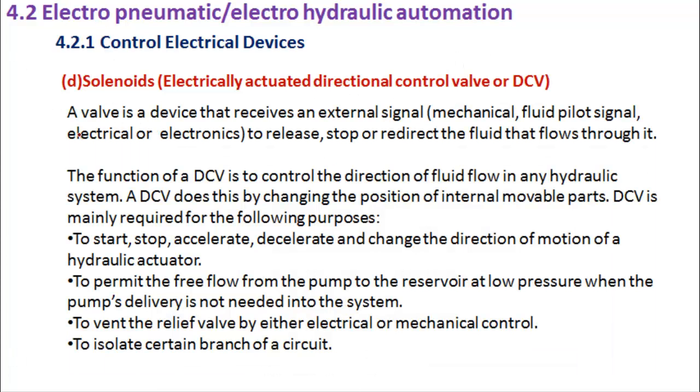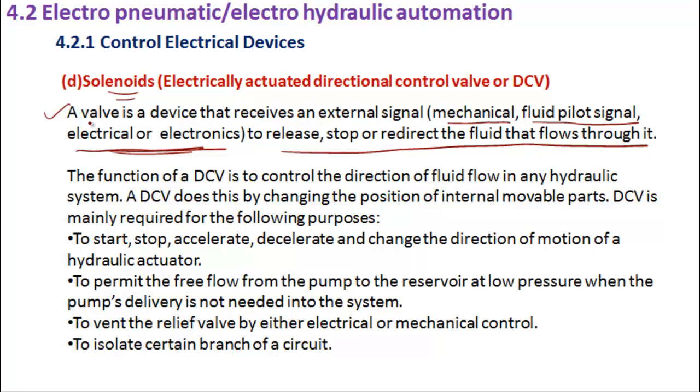A valve is a device that receives an external signal, which can be mechanical, or some fluid pilot signal, or electrical. The solenoid is an electrical one, to release or stop or redirect the fluid that flows through it. That is basically what a valve is. Our heart also has valves. And why is that a valve? Because it allows the blood to flow only in one direction.